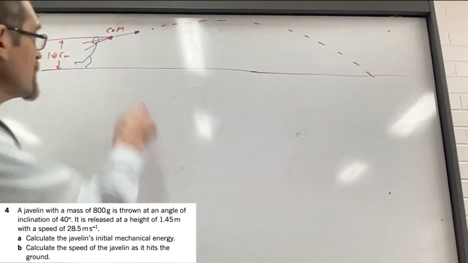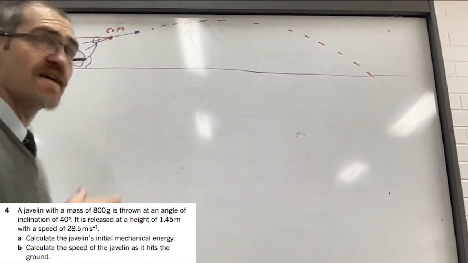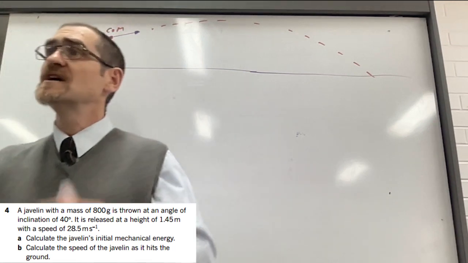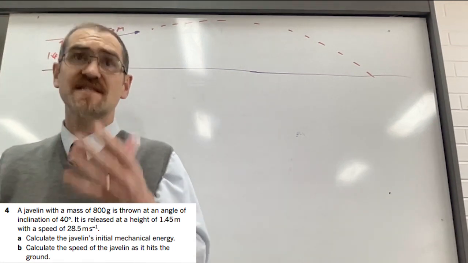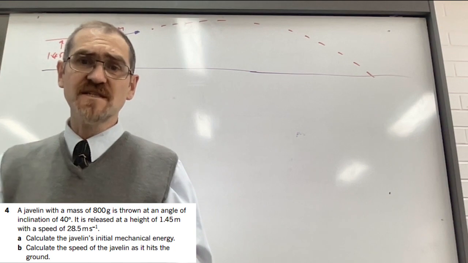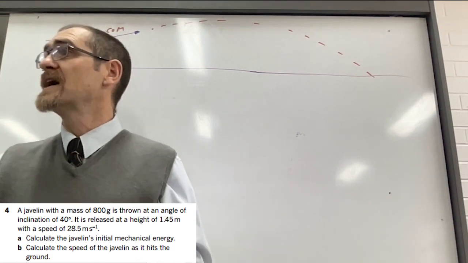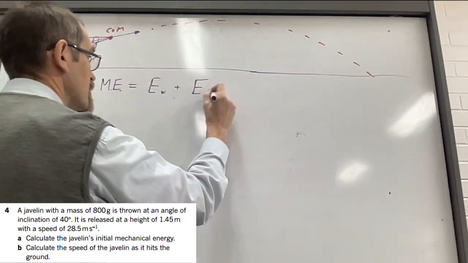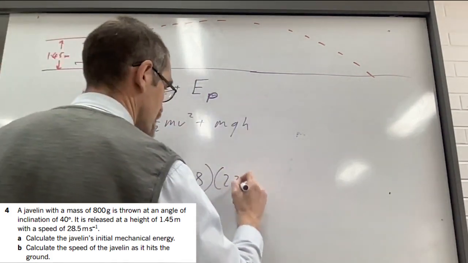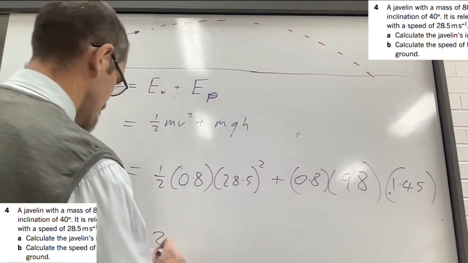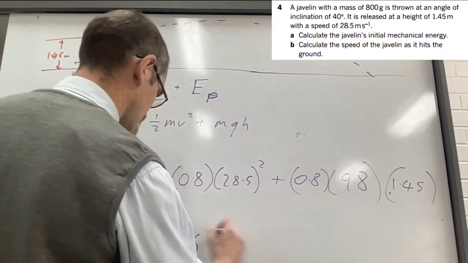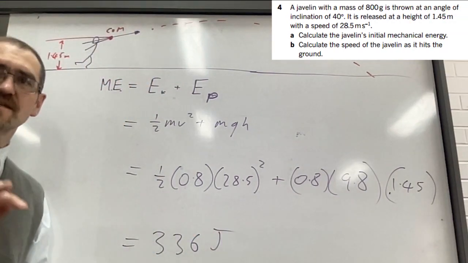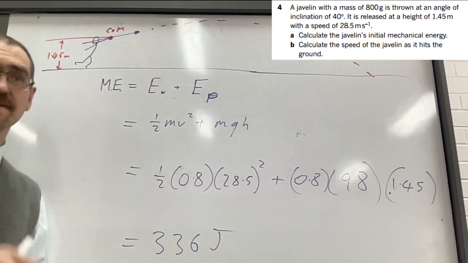So we know that the javelin here is 1.45 meters above the ground. We know the mass of the javelin. So we've got the gravitational potential energy at the start of the story. We know the velocity of the javelin as it's released, so we've got the kinetic energy of the javelin at the start of the story. Okay, so 336 joules. So that bit we've got. We're comfortable with that bit?